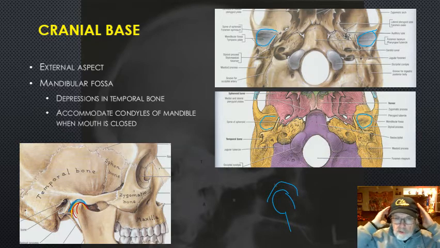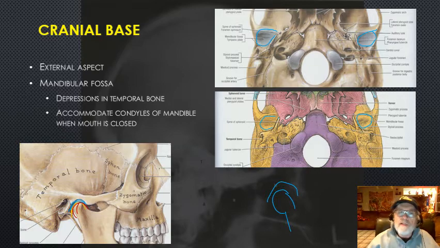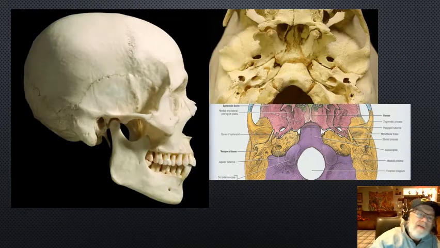It's a small depression in the temporal bone that accommodates the condyles of the mandible when the mouth is closed. When the mouth is open, obviously they move forward. The condyle moves out a little bit anterior to that mandibular fossa. If we're looking at the diagram here, here's the condyle right there, and here's the mandibular fossa looking from the side.